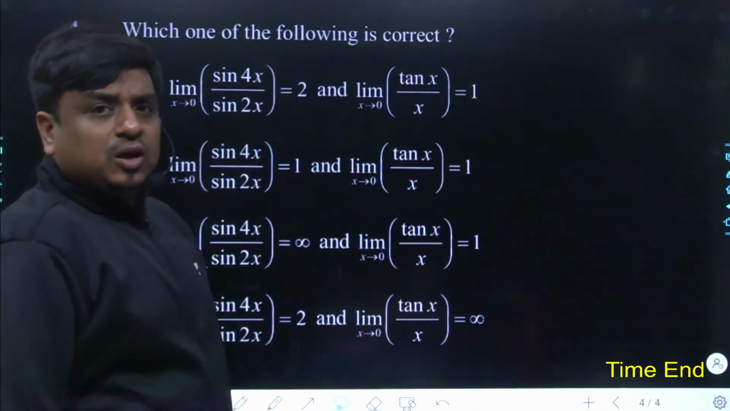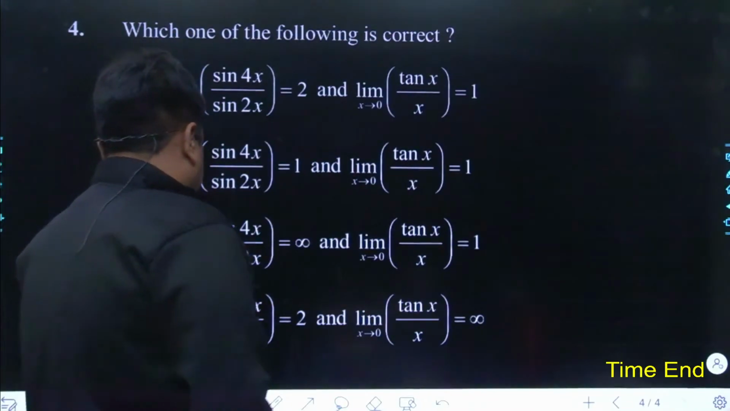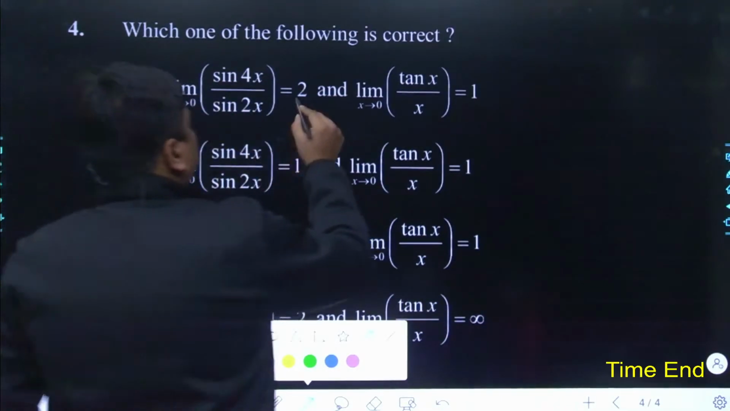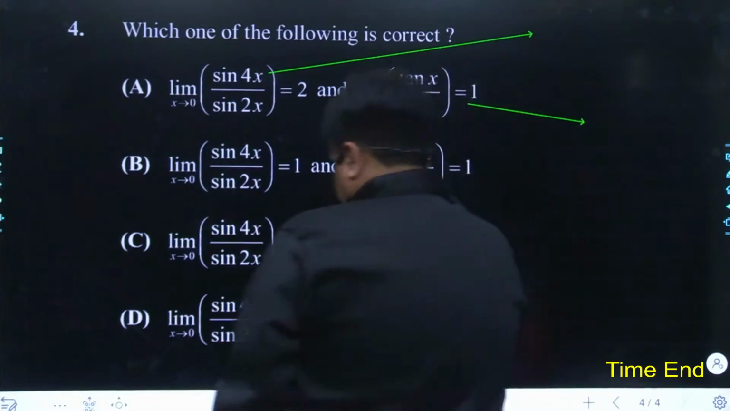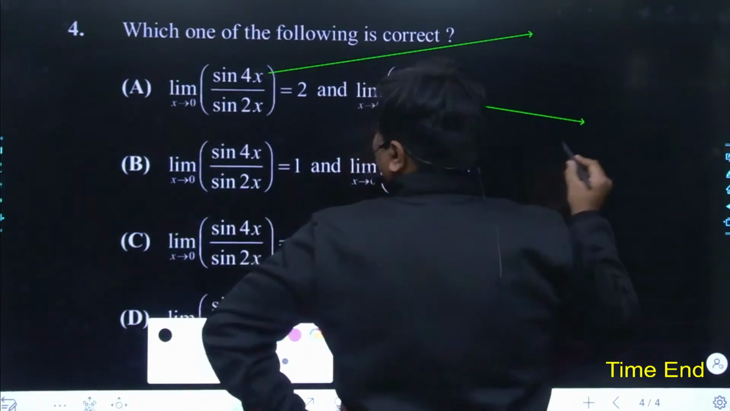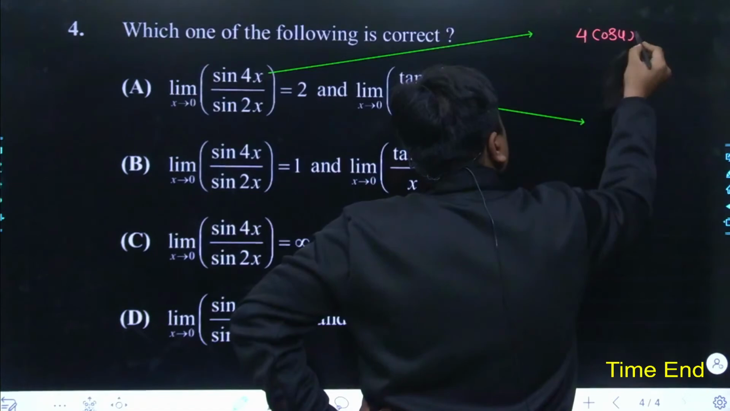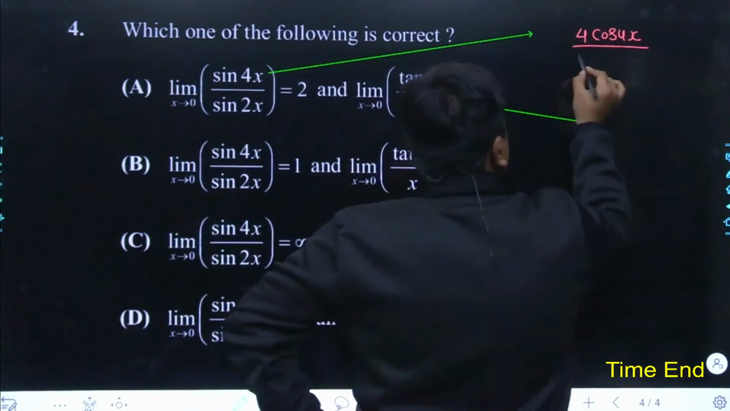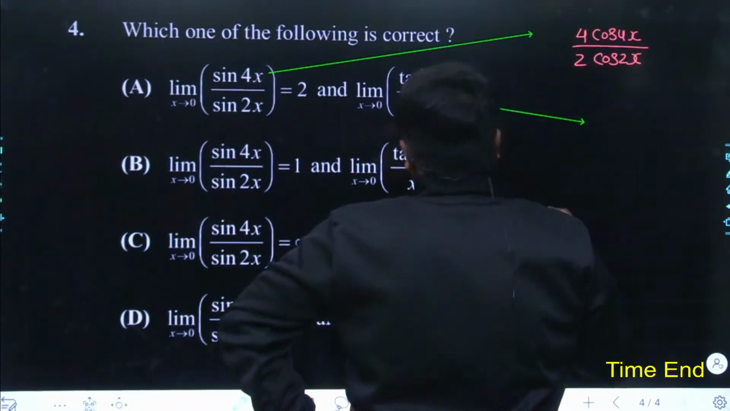So what should we do now? If it is a case of 0 by 0 or infinity by infinity, I can use L'Hospital's rule happily. So I am going to use it. Let me differentiate with respect to x. Once we differentiate, 4 comes out and we are left with cos of 4x, and towards the denominator it is cos of 2x.